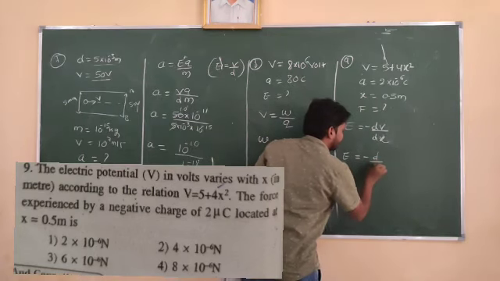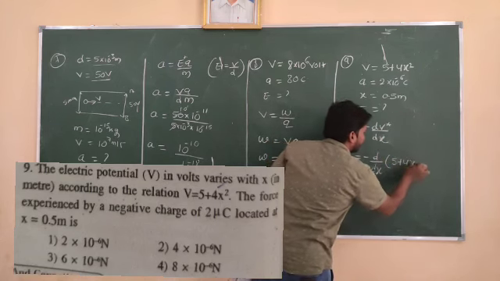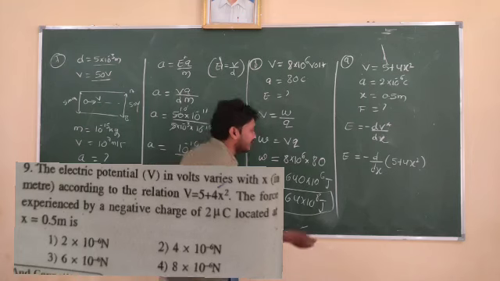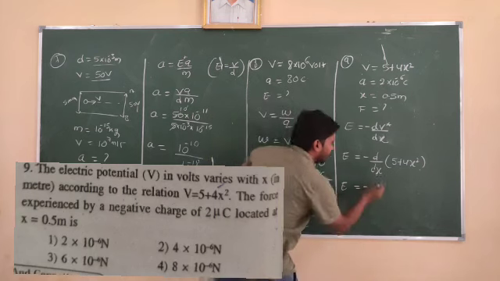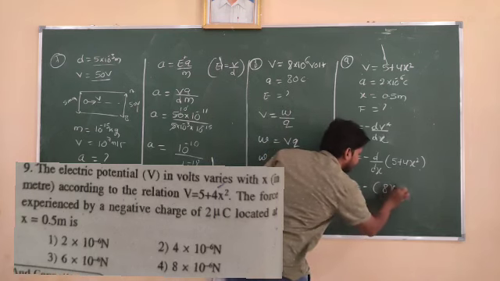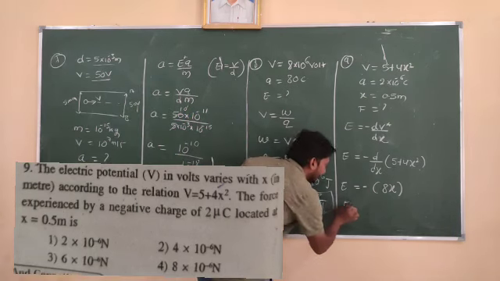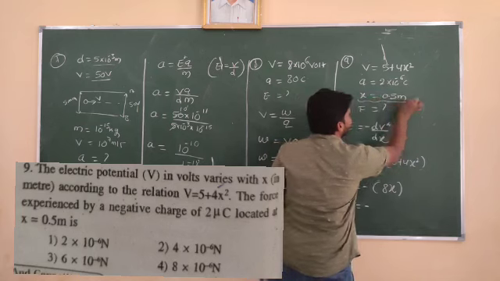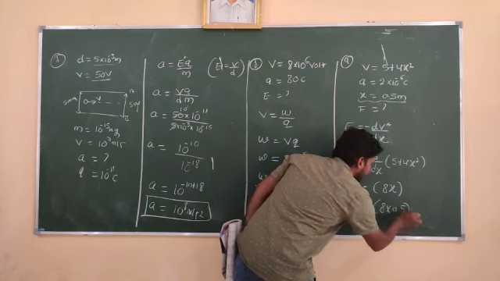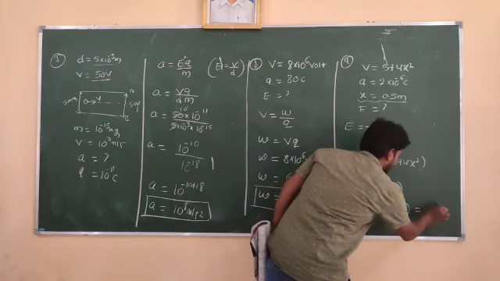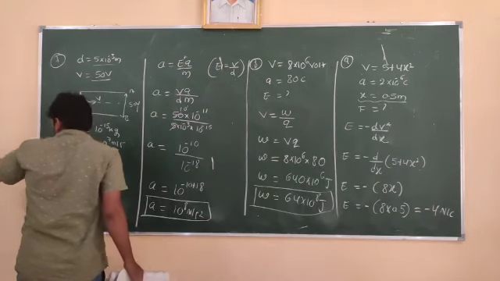So minus d by dx of V, which is 5 plus 4x square. Differentiate this equation. E is equal to minus of, the differentiation of the constant is 0, and 4x square becomes 8x. What is the differentiation of 4x square? That is 8x. They mention the distance as 0.5 meter or 1 by 2. So 8 into 0.5, and the value is minus 4 Newton per Coulomb. What is the field value here? Minus 4 Newton per Coulomb.